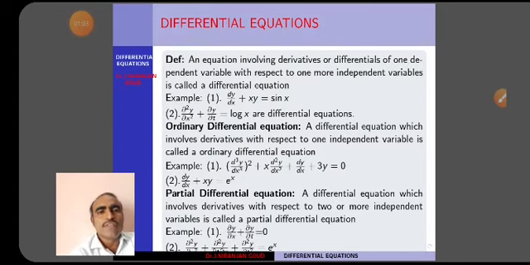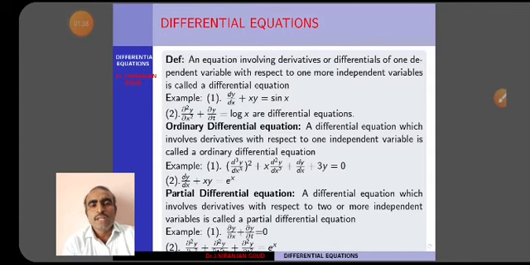There are two types of differential equations. The first one is the ordinary differential equation. The second one is the partial differential equation. A differential equation which contains derivatives with respect to one independent variable is called an ordinary differential equation.